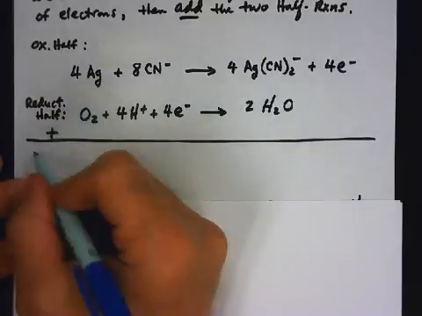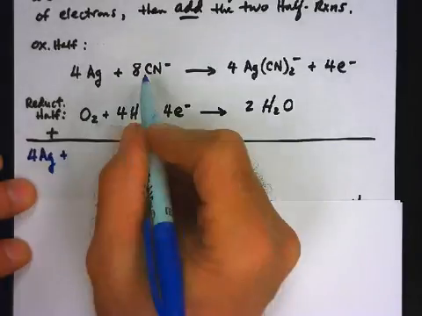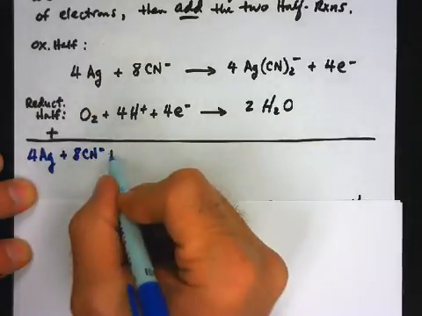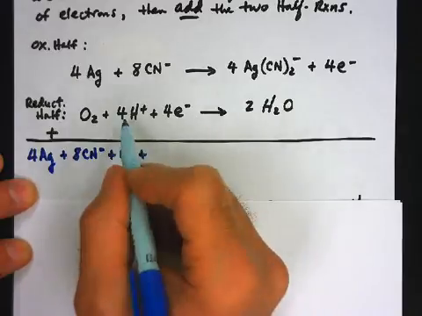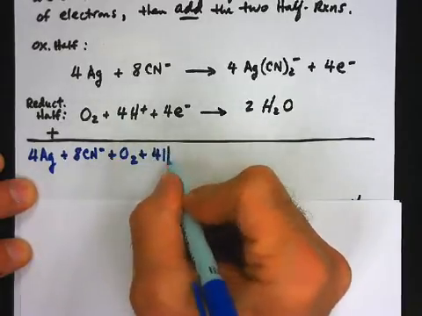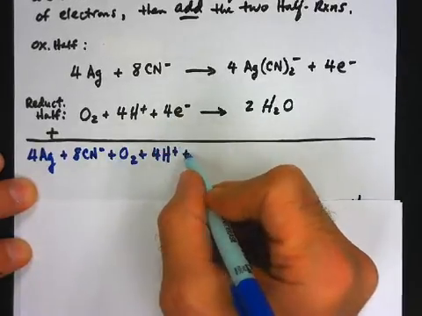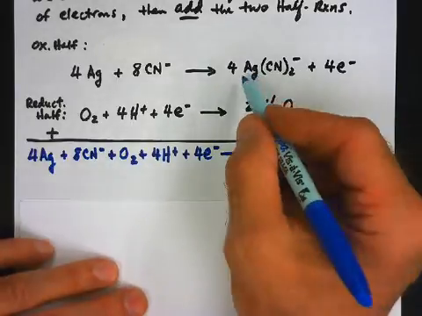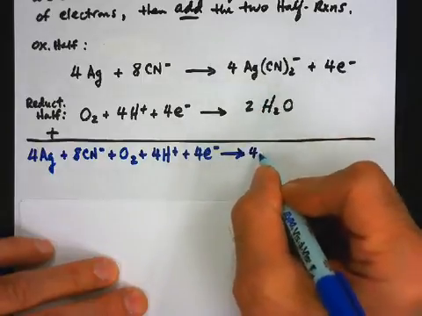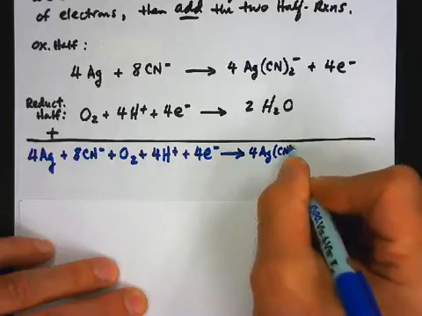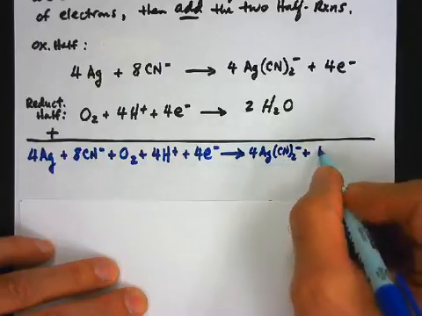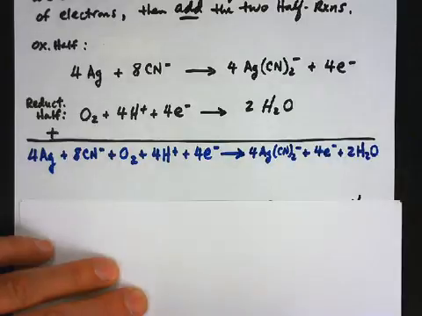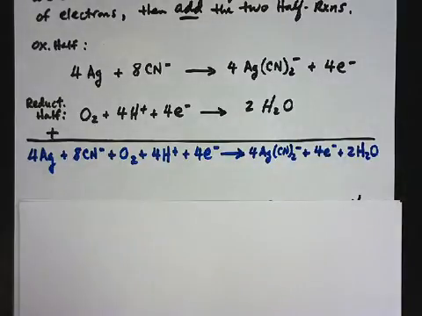Okay, so we have 4 silvers, I'll write that down, plus 8 cyanides, plus 1 O2, plus 4 H pluses, plus 4 electrons, produce, or equal if you want to call it that, 4 silver cyanides, plus 4 electrons, plus 2 H2O. Now let's try to simplify as much as possible.